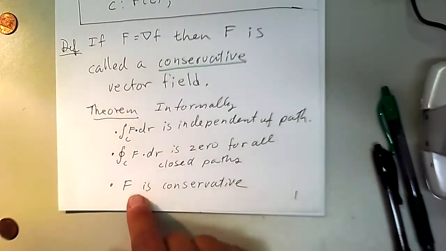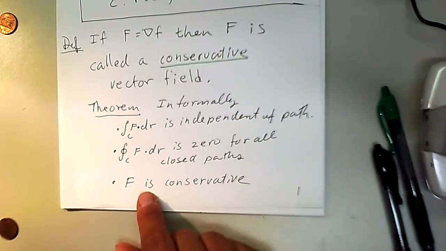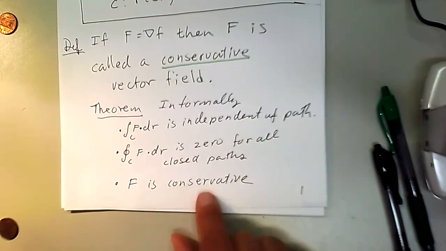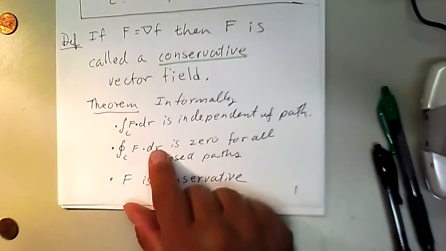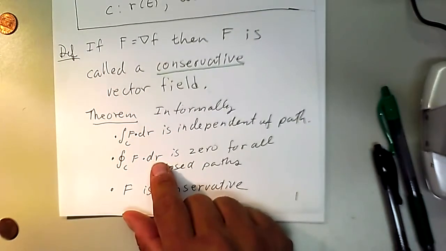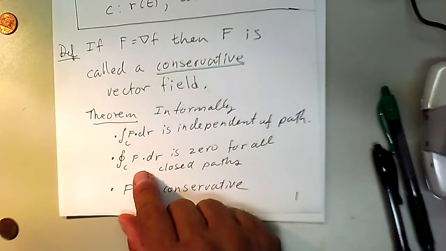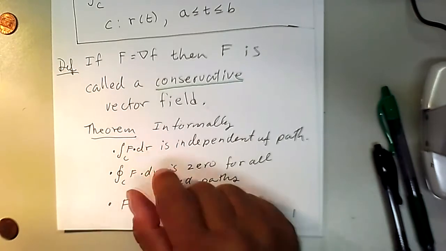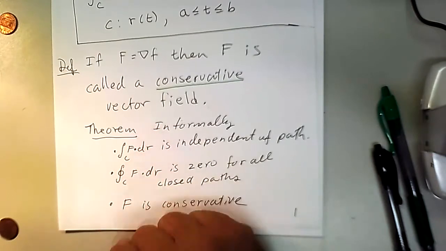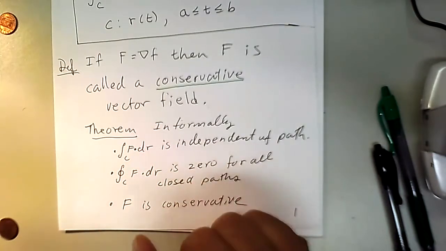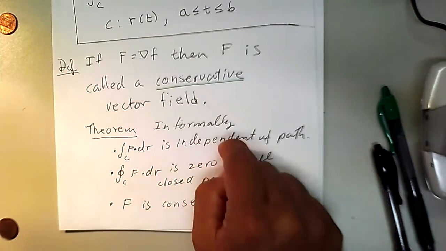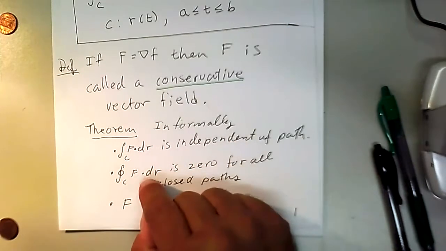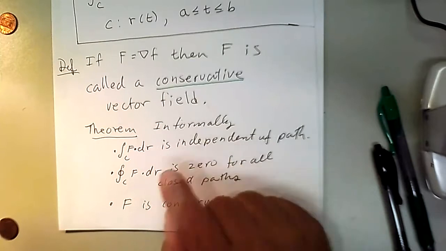And this is equivalent to this, that F is conservative. So if F is conservative, then any line integral over a closed path is going to be 0, which also means that independence of path happens when you integrate F. So all of those three are equivalent under good conditions: conservative, independence of path, 0 for closed paths.